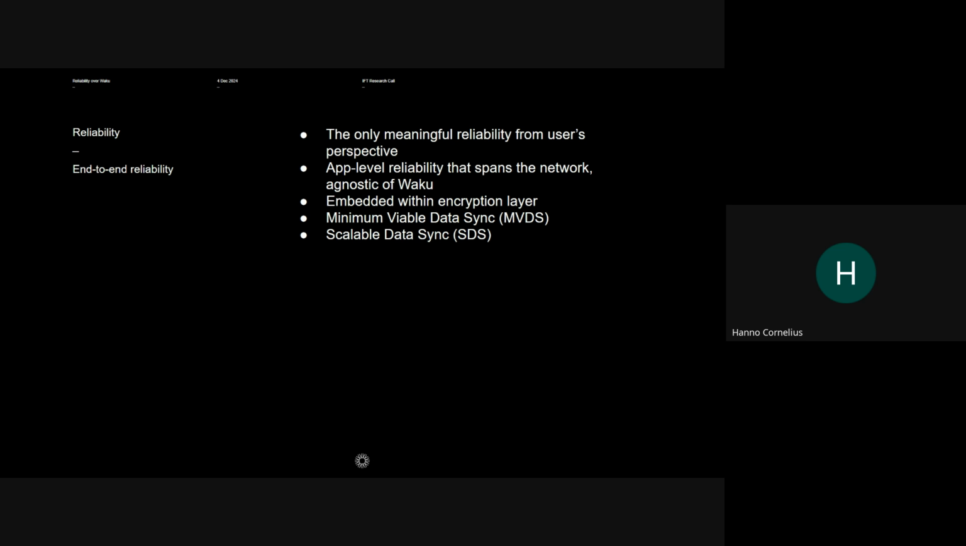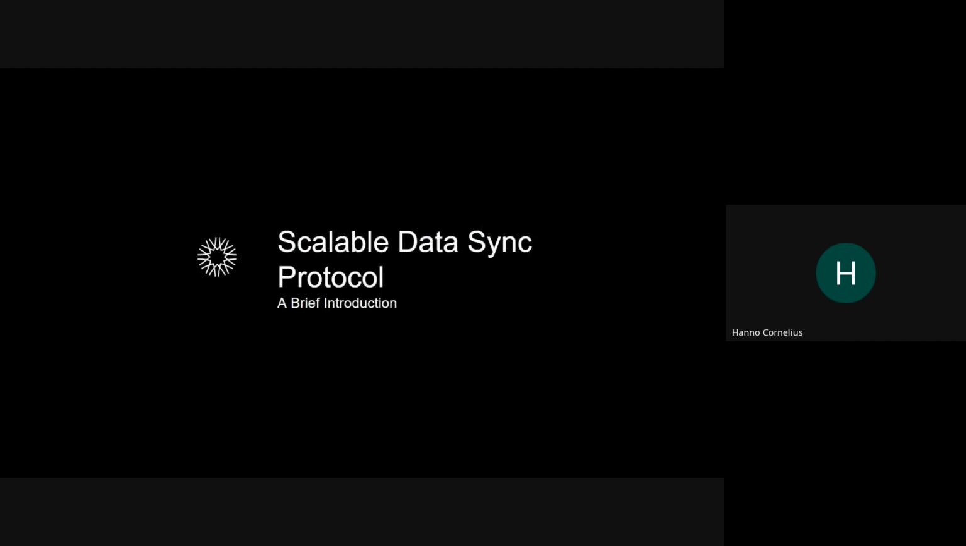VAC has developed such a protocol before. It's called the Minimum Viable Data Sync, or MVDS protocol. But it turns out that this is not very scalable, especially when applied to large group communications. I'll try to illustrate a bit later why not. And for that reason, we've been working on the SDS protocol, the Scalable Data Sync Protocol, which will be the subject of the rest of my talk, right?